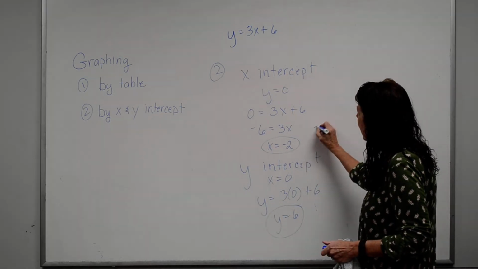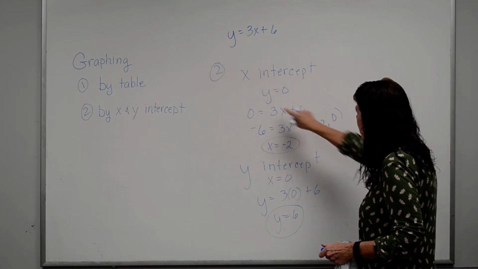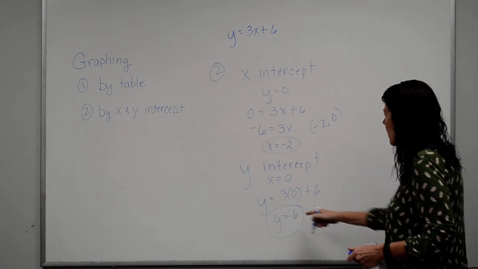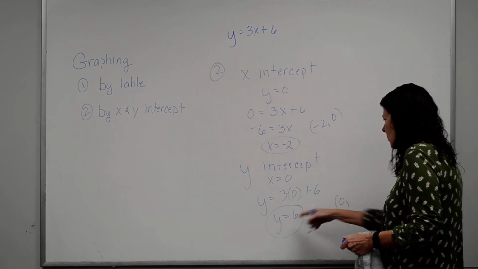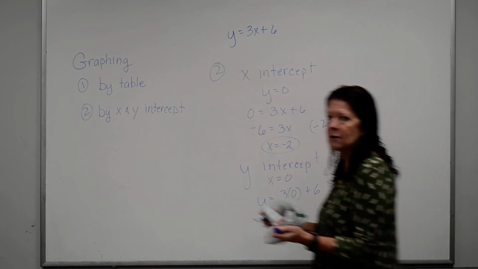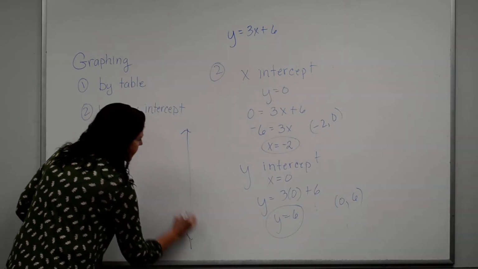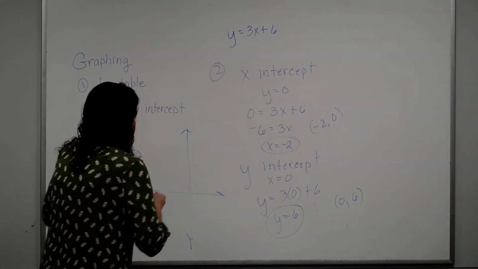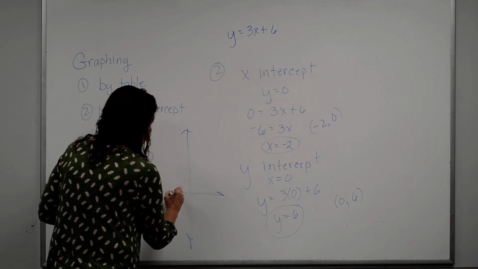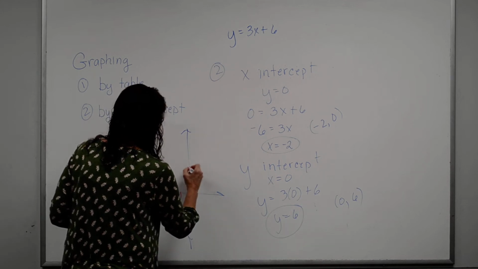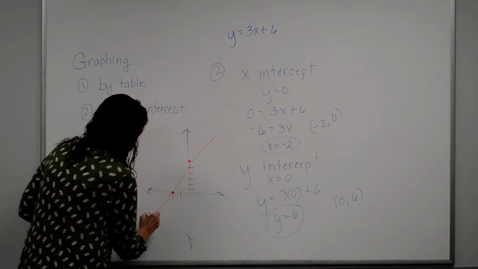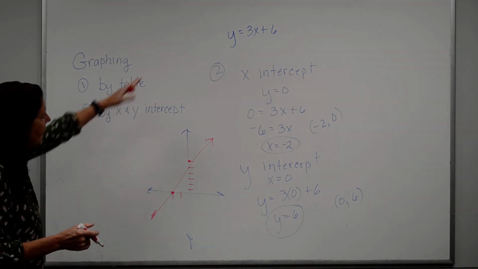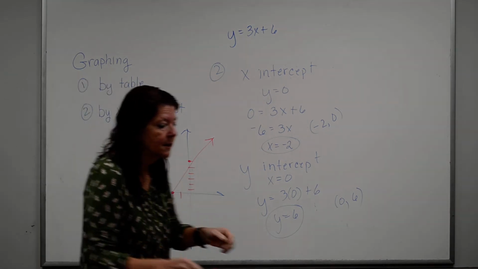That's going to give me the point -2, 0, because I know the y is equal to 0, and then the x is equal to -2. When the x is equal to 0, y is equal to 6. So that gives me 2 points to place on my graph. So I have a -2, 0, and I have 1, 2, 3, 4, 5, 6. So those are my 2 points, and it gives me the same line that I got from the table. So that's method 2. Again, you've already done this.